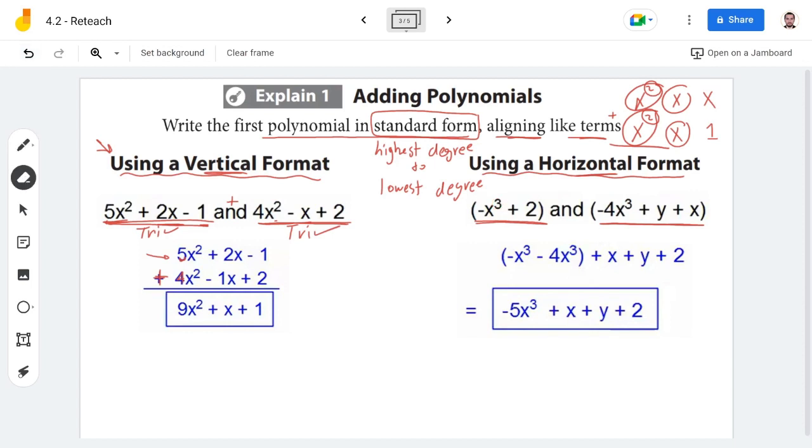In the horizontal, you don't have to check whether they are written in standard form or not. You just add the like terms. So now, what's the degree of this? It's a 3.